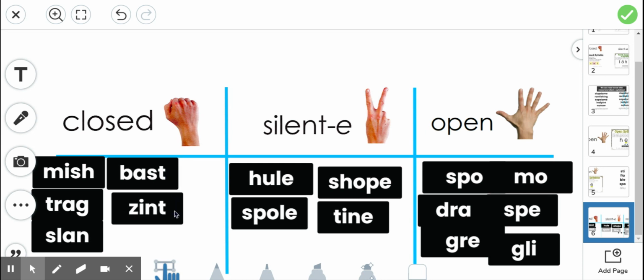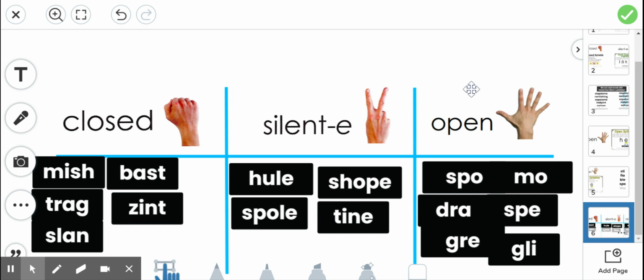Good. Now let's try the silent E words. Remember, the silent E makes the vowel before it a long vowel. So hit the pause button and try reading these words. Let's try reading them together. Huel, spole, shope, tine. Awesome.